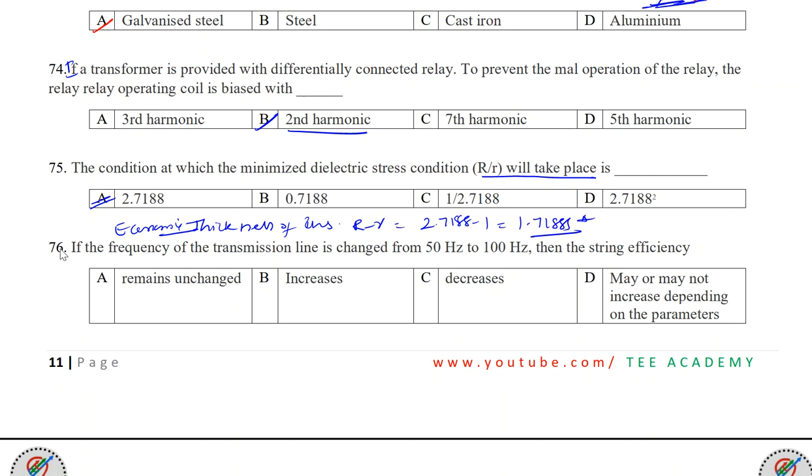Next one, 76th question here. If the frequency of the transmission line is changed from 50 Hz to 100 Hz, then the string efficiency? String efficiency is the total voltage across the string divided by the number of insulators in the string into the voltage across the unit connected to the power conductor. If we specify it in percentage, we multiply it by 100. As this efficiency is not dependent upon frequency, it remains unchanged. No frequency term is in the formula.